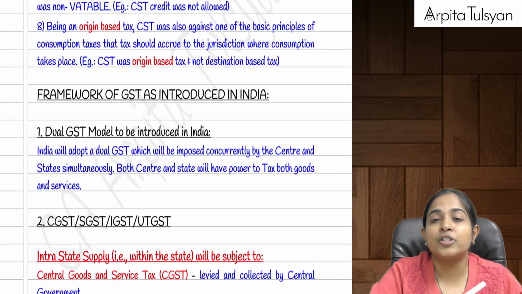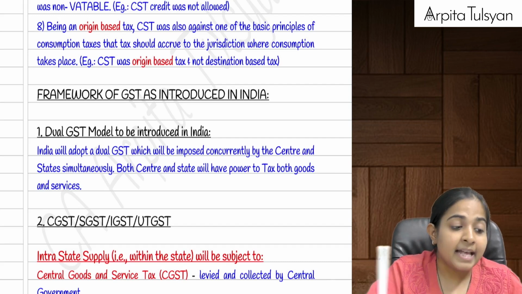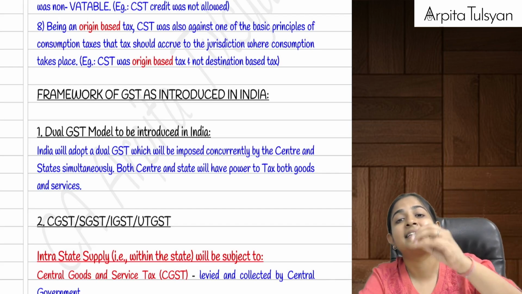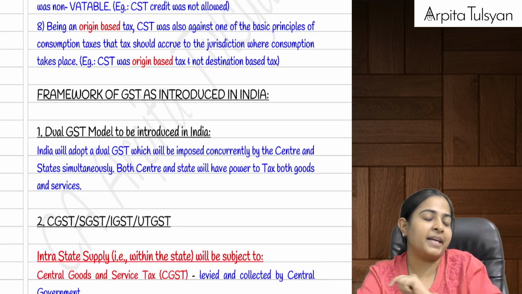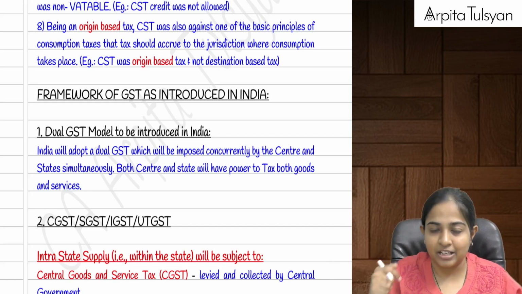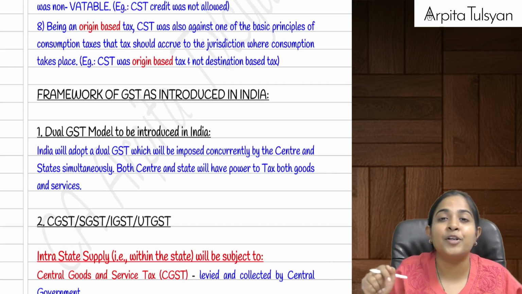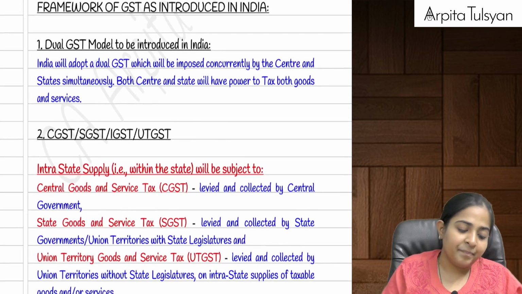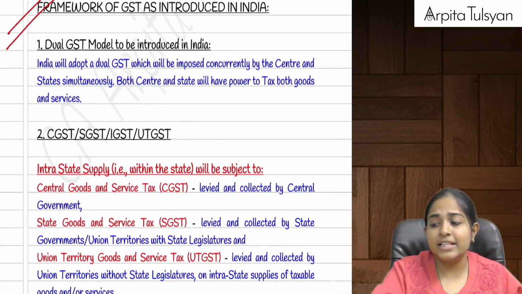In CST, the logic was that it was an origin-based tax. That is, the tax revenue will go to that particular government from where the sale started. Whereas what is happening in GST? GST is a destination-based tax. Destination-based tax means the revenue is going to flow to that particular state where the goods are ultimately consumed. Right? Now, let's go to another thing.